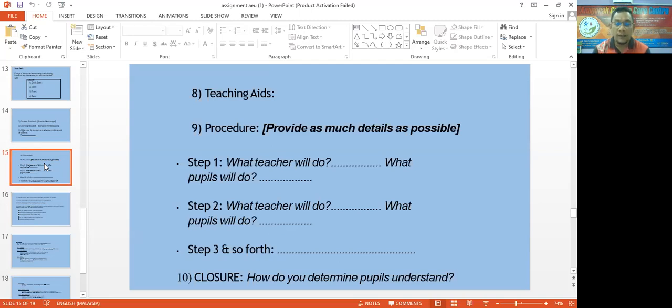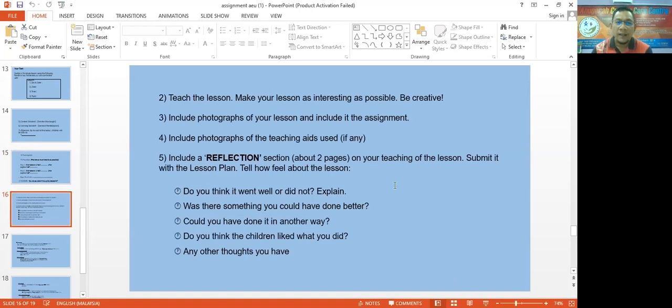Then the closure: how do you determine people's understanding of the lesson? This is important. As an experienced teacher, it is not difficult for you to write the lesson notes. Remember, you can refer to any lesson notes. Then teach the lesson. You need to teach the lesson. Make your lesson as interesting as possible if you can, and the important part is to be creative.